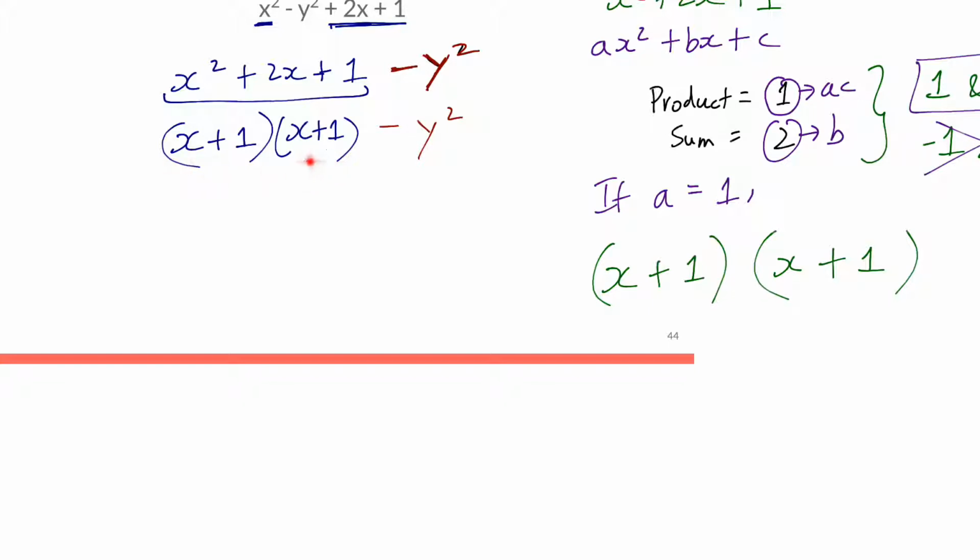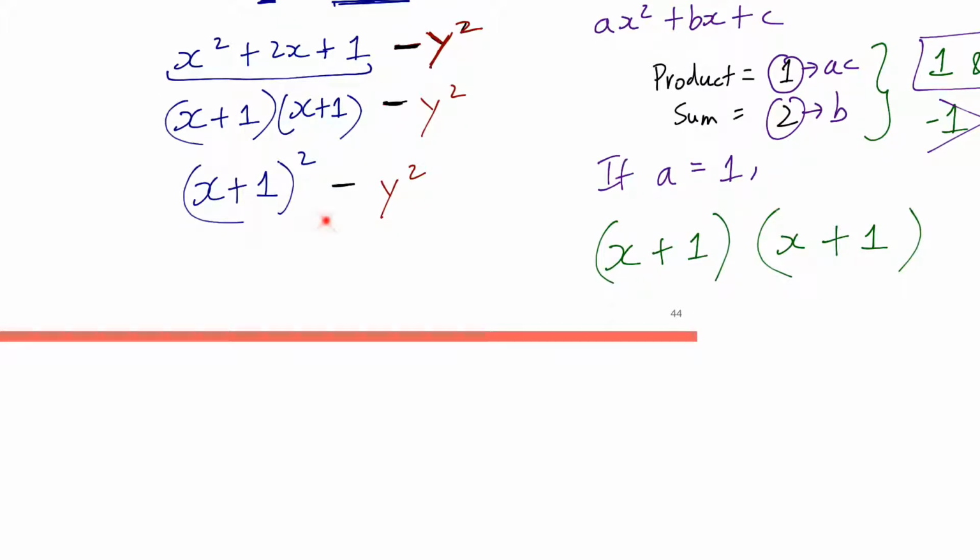What could I rewrite this blue expression as? X plus 1 squared. Yep, you're right. X plus 1 whole squared, like that. And we have minus a y squared. Now we're getting closer. Can anyone see something that this resembles? Can you see what this looks like? How many terms do you count again? 2, and there's a subtraction between them.